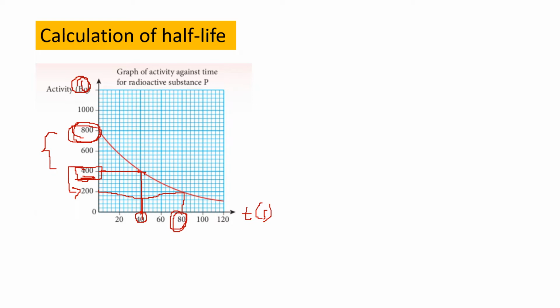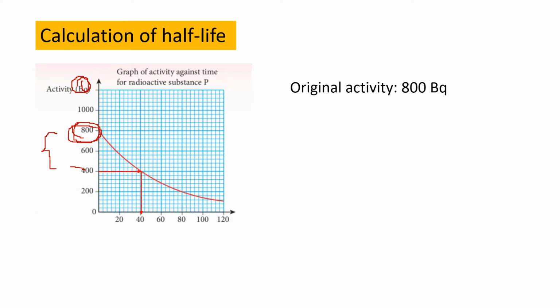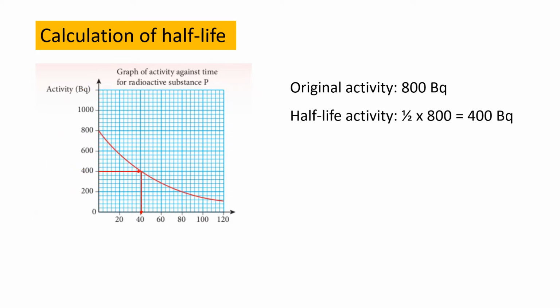That's why the gradient of the slope is declining. As you can see, as you get smaller and smaller, the ratio is still half, while it needs the same time to decay. So it decays slower in absolute terms relative to time. So the original activity is 800 becquerels. The half-life activity is half of 800, which is 400 becquerels. So by referring to the graph, you can find the half-life is 40 seconds.